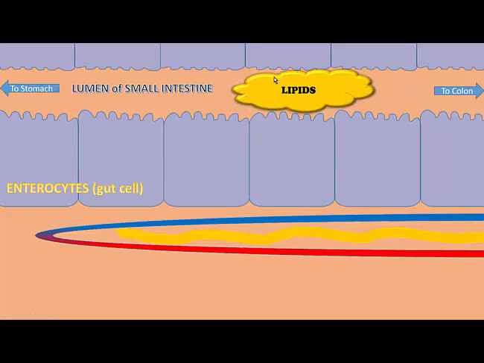Now, because everything else in this lumen is watery, lipids are fatty, and fats come together. Lipids are going to be attracted to one another, and so they're going to want to form a big blob, which is not very absorbable. It's not going to get into the enterocyte very easily.